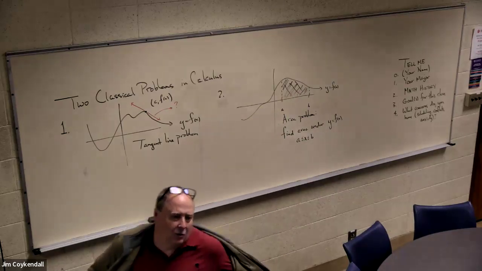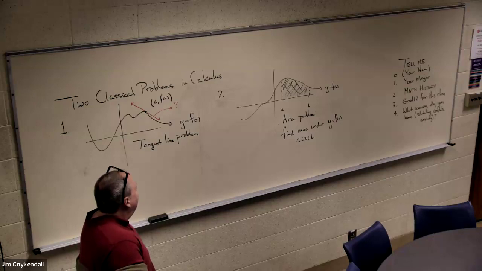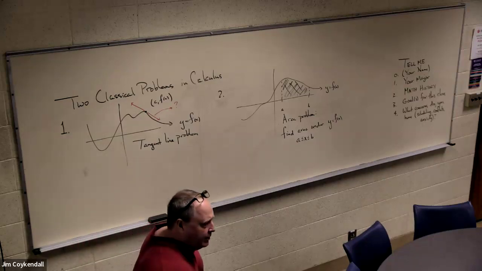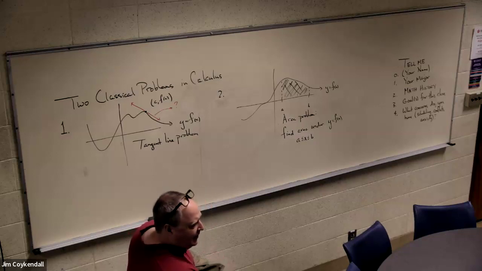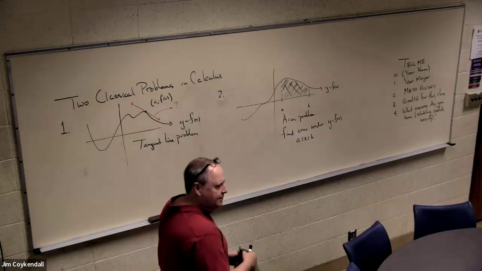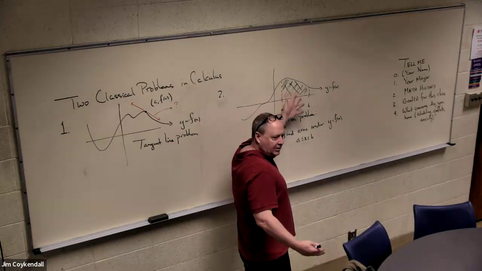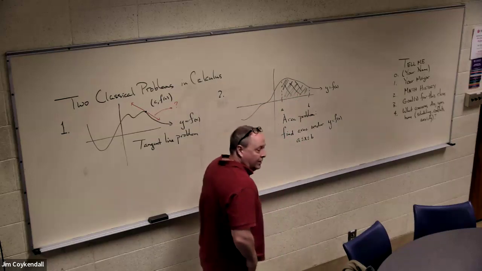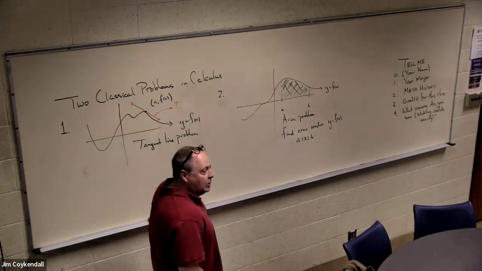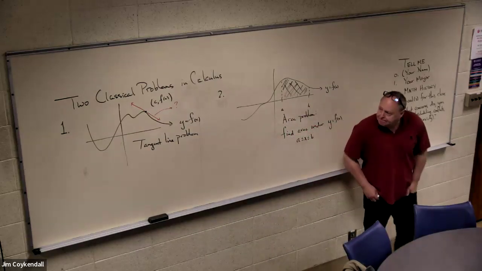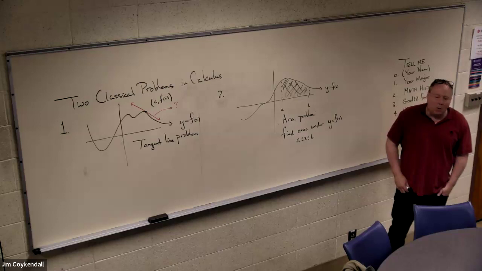These are the two classical problems of calculus, and I don't know about you all, but they don't seem like they've got anything to do with each other, right? One of them is like finding the slope of the tangent line. The other one is like finding this area under the curve, right? It seems like two completely different questions. However, we're going to see near the climax of this course that these two problems are actually very intimately related.